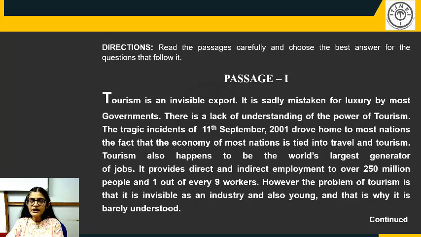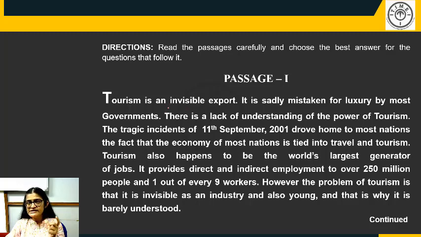Okay, now that we have discussed some tips, let us look at a few passages and try to answer the questions. Yeah, are you ready? Here you go. The first passage. Tourism is an invisible export.